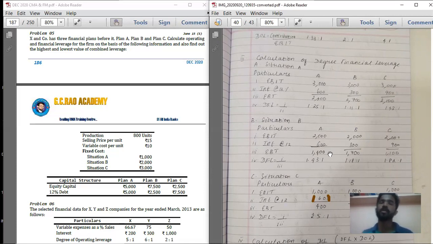Now below that, small roman number 3, EBT, within bracket 1 minus 2, small roman number 1 minus small roman number 2. So 2000 minus 600 is 1400, underline it, 1400. And under plan B, 2000 minus 300, that is 1700. And under plan C, 2000 minus 900, that is 1100.